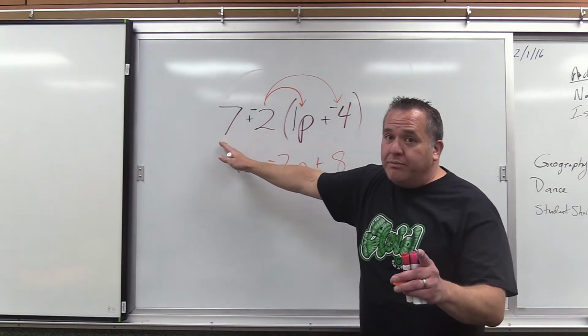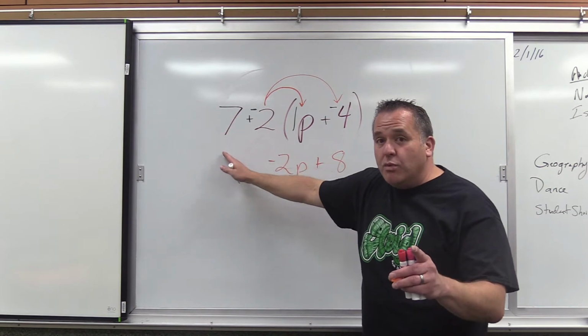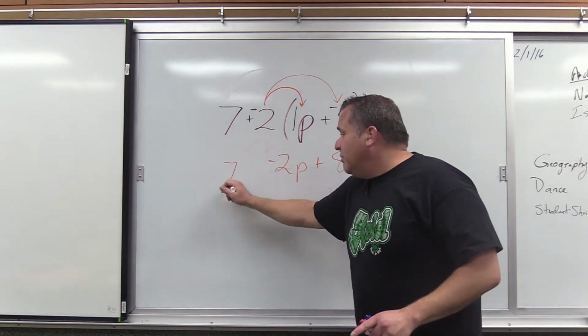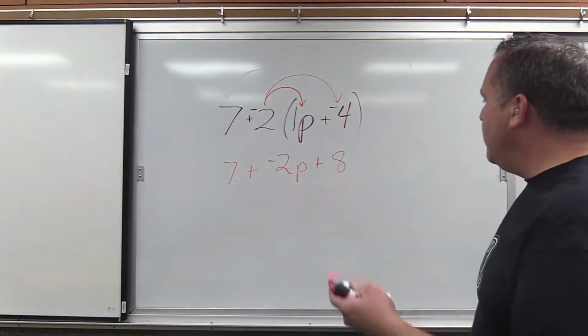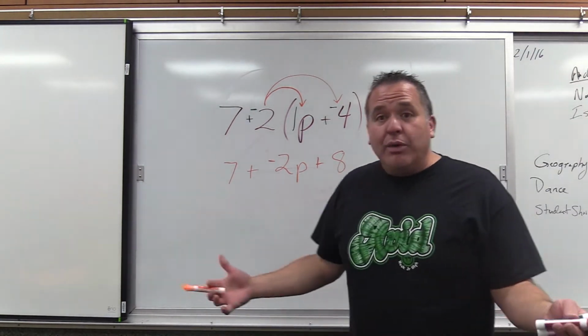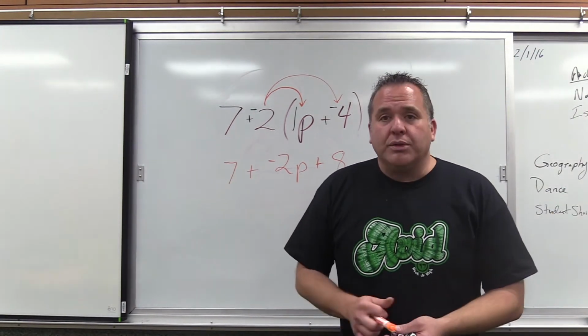Don't forget about them. What you do with the 7, bring them down. So it's going to be 7 and plus. So now we got 7 plus negative 2p plus 8. Now what do we do? Look for like terms.